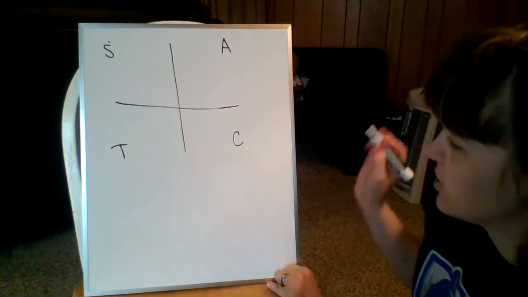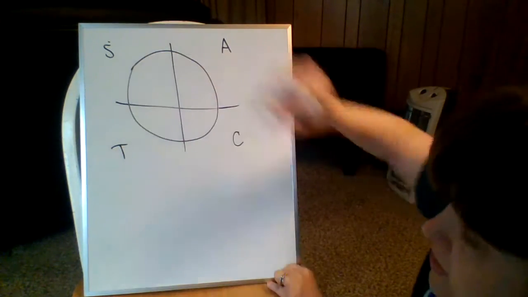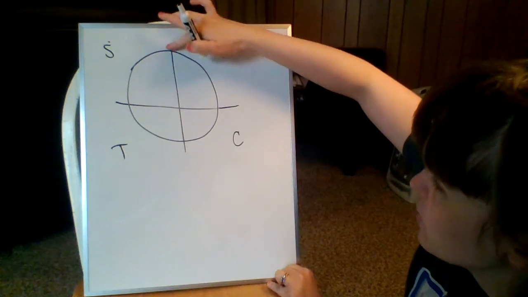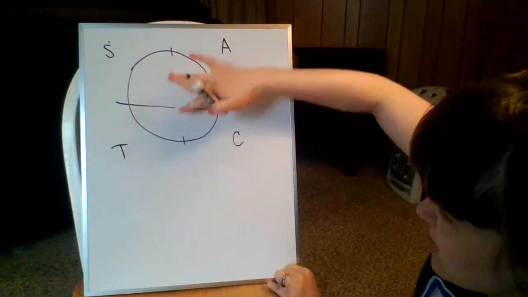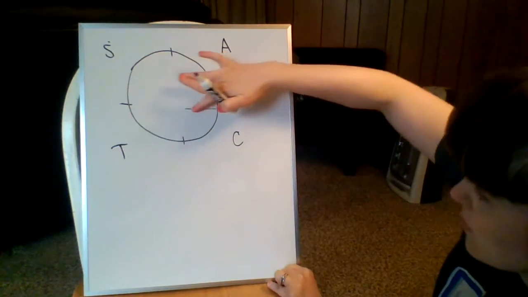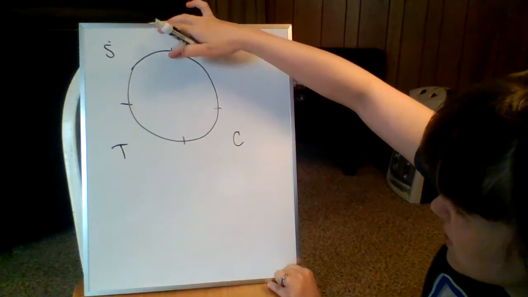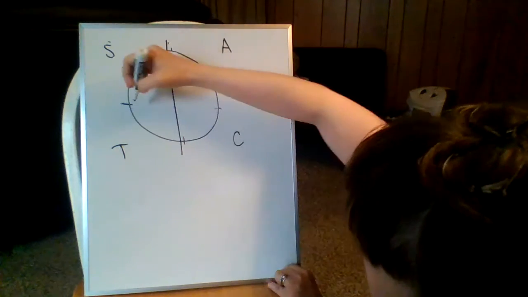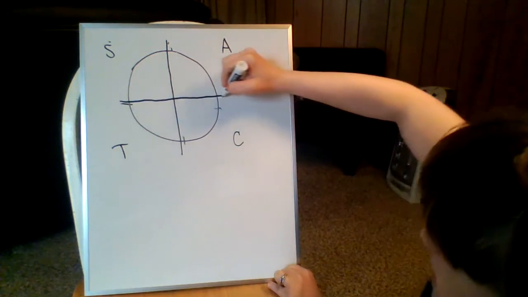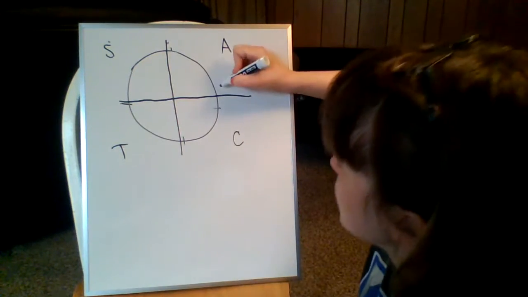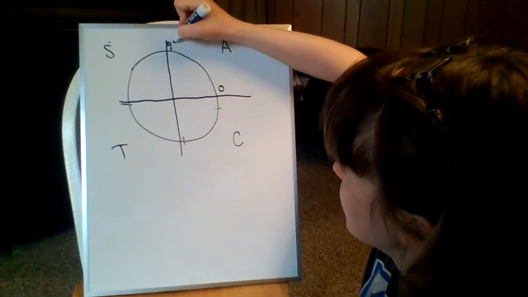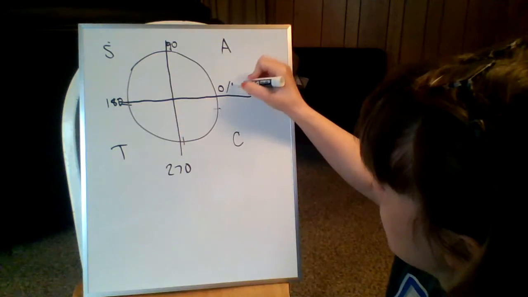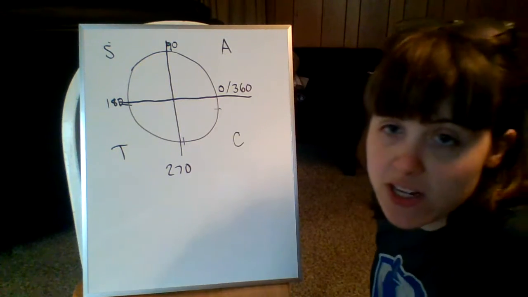Okay, so just to remind you, the unit circle has the coordinate grid going right through the middle of it. So I'll erase this and try to put it in the middle. Okay, so that's a little better. Here you have 0, here you have 90, here you have 180, here you have 270, and then back around here is 360. So those are the degrees.